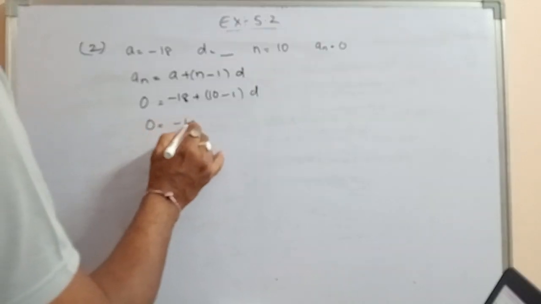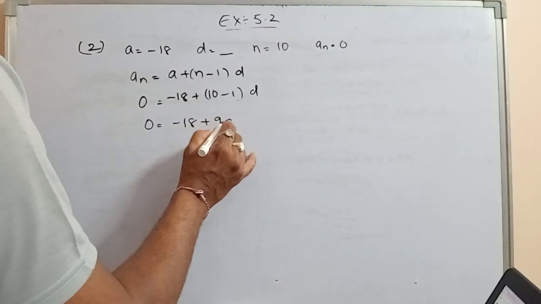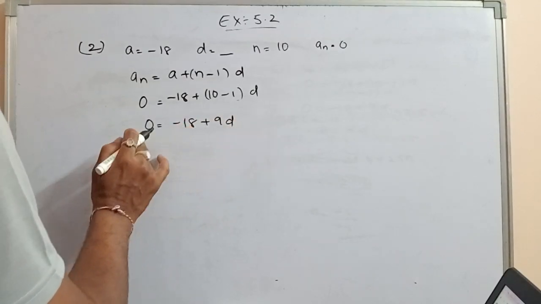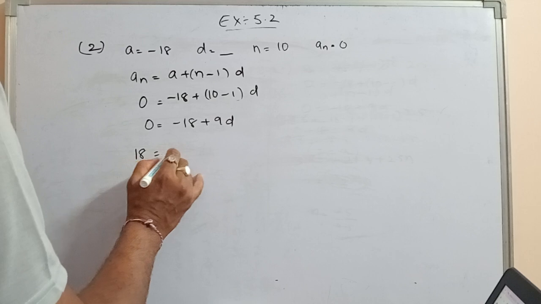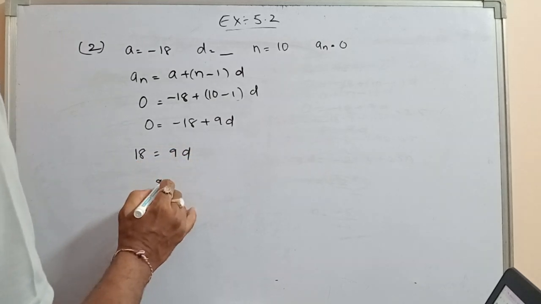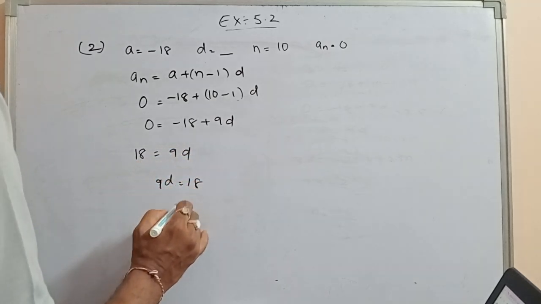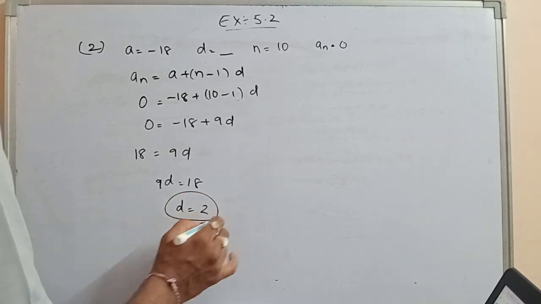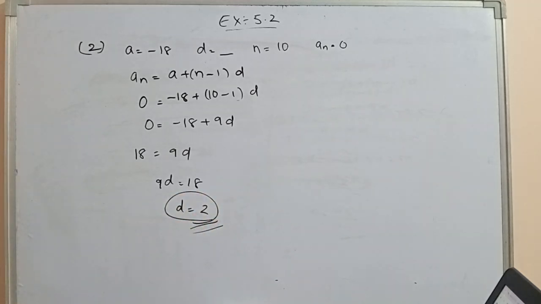So 0 is equal to minus 18 plus 9d. So this minus 18, when it goes to this side, becomes plus 18, is equal to 9d. So 9d is equal to 18. So the value of d is equal to 2.